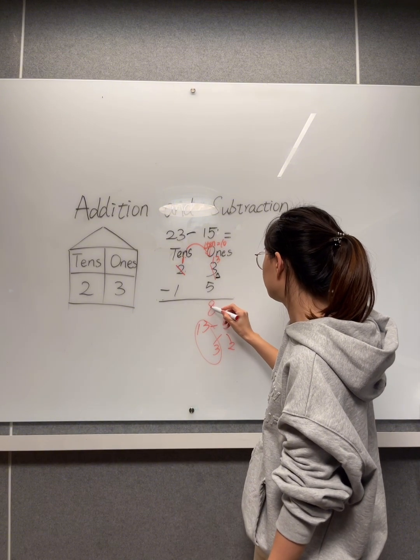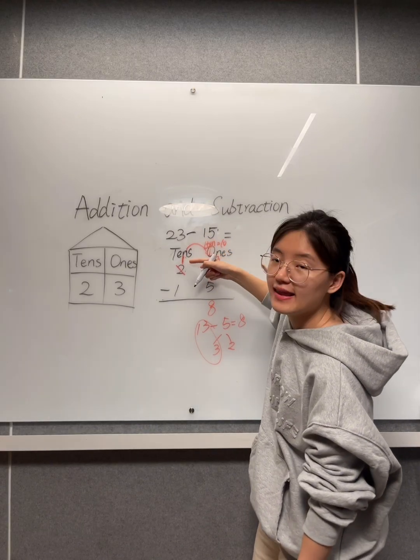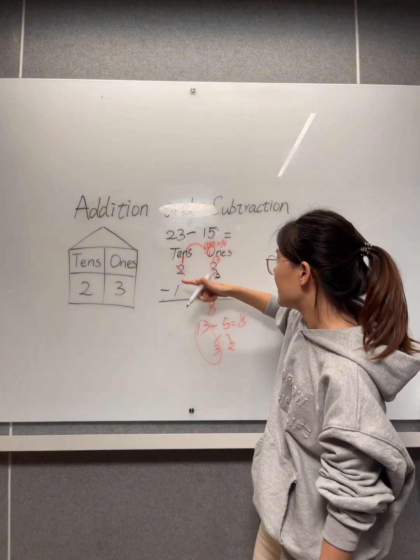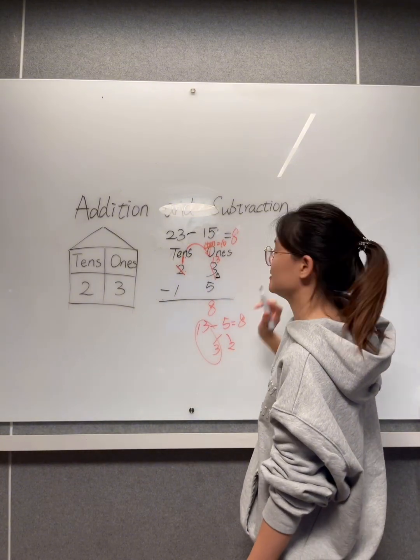That's for ones column. And then for tens column, now take a look. We only have 1 left on the top. 1 take away 1 will be 0. 0 means nothing. Skip it. So it will be number 8.